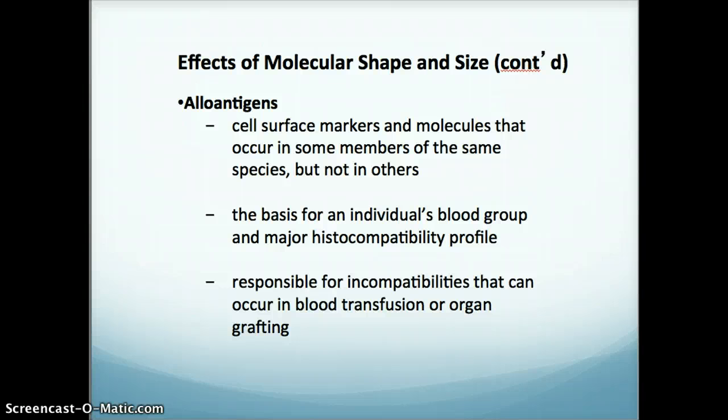So we also have something called alloantigens, and these are cell surface markers or molecules that occur in some members of the same species, but not in others. A good example would be an individual's blood group. So when we talk about A, B, and O blood types, we're actually looking at the alloantigens, and it would be the basis for that individual's blood group and major histocompatibility profile. And it is what is responsible for those incompatibilities that can occur in blood transfusion or organ grafting, and why we look to make sure that it's a match ahead of time.